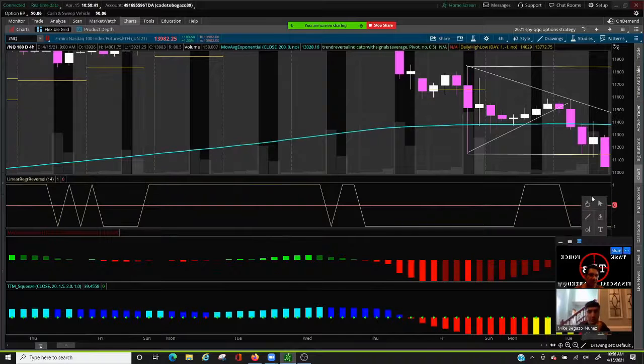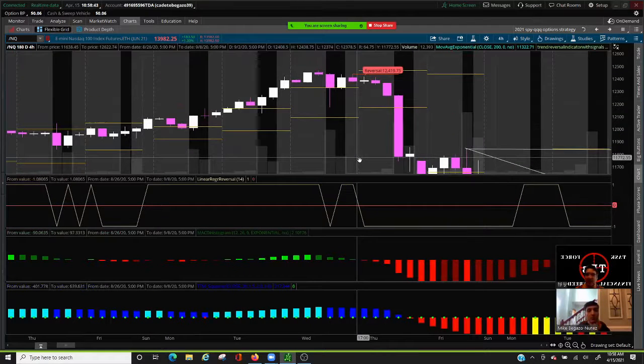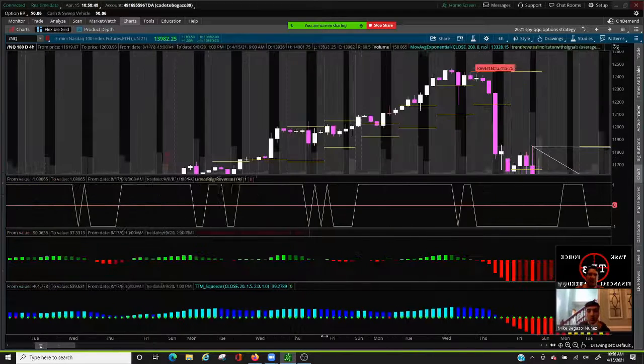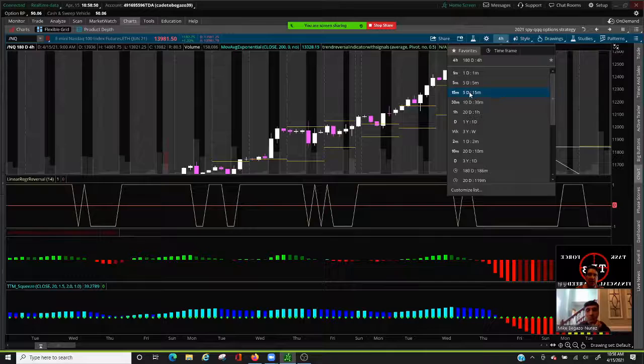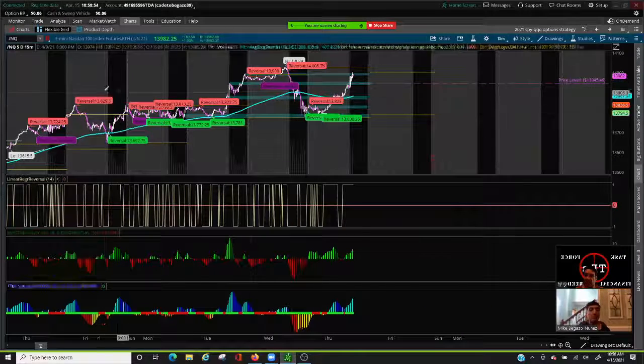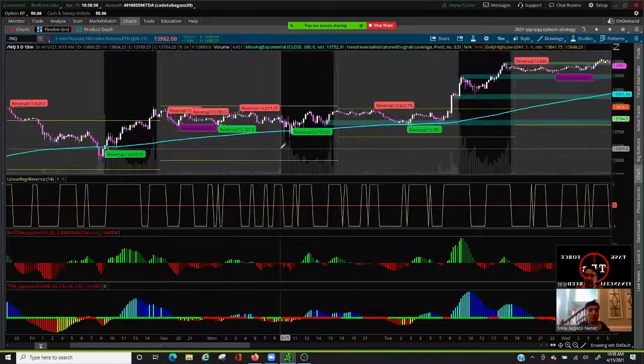Okay, so there are different triangles. They're called wedges, channels. People call them different things. But the bottom line is that once you see them on your chart, you should be taking note of that, because once it breaks to one side or the other, it's gonna have a move.